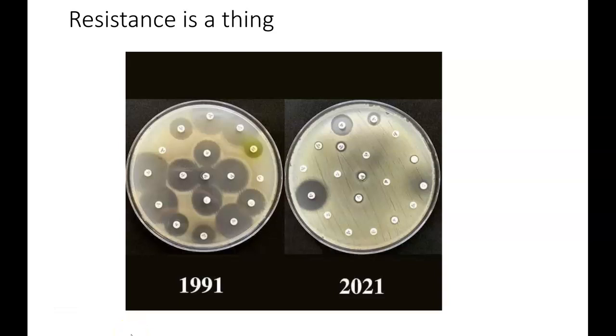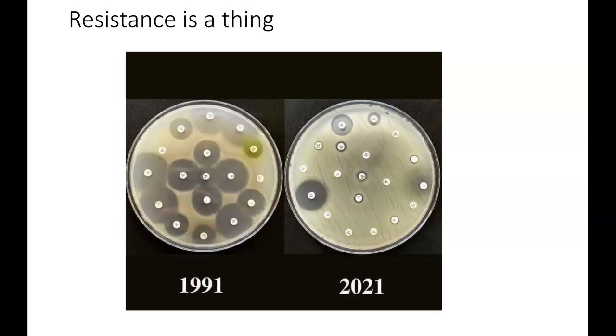I know we've already talked a lot about resistance, and in this section, we're going to talk about those specific mechanisms of resistance that bacteria have. Resistance is a real issue, and I grabbed this picture just so that we can see how resistant organisms have become over the years. So, the first picture on the left, this is from 1991.